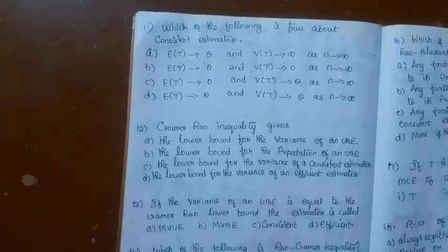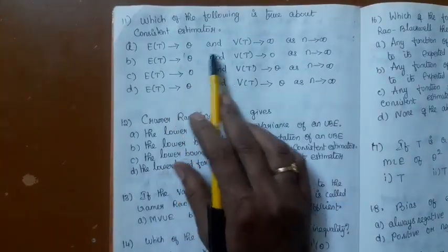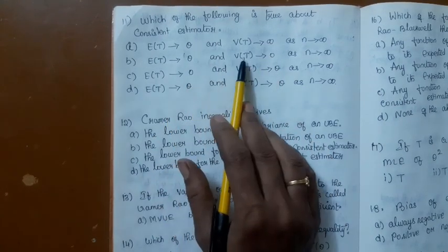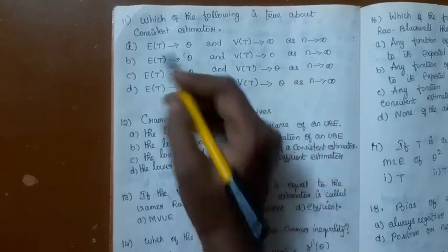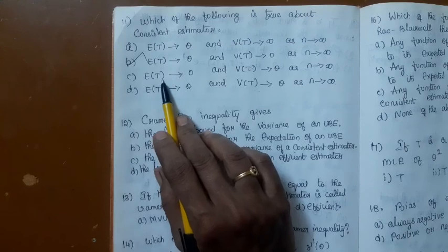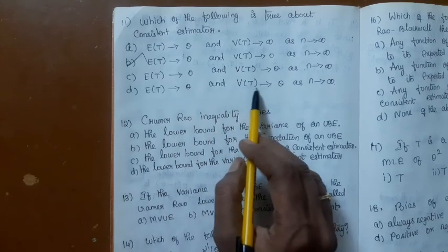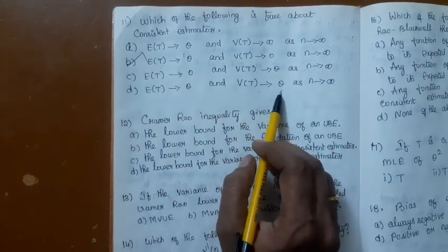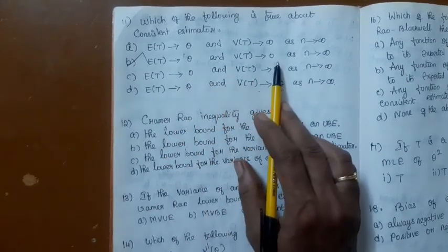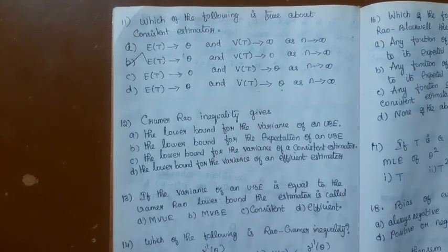Now, which of the following is true about a consistent estimator? Expectation of T tends to theta and variance of T tends to infinity? No. Expectation of T should go to theta and variance of T goes to 0 as n tends to infinity. This is the right answer. Let us also check the other alternatives. Expectation of T tends to 0? No. Expectation of T tends to theta and variance of T tends to theta? No, that is not right. So expectation of T should go to theta and variance of T should go to 0 as n tends to infinity, because consistency is an asymptotic property.